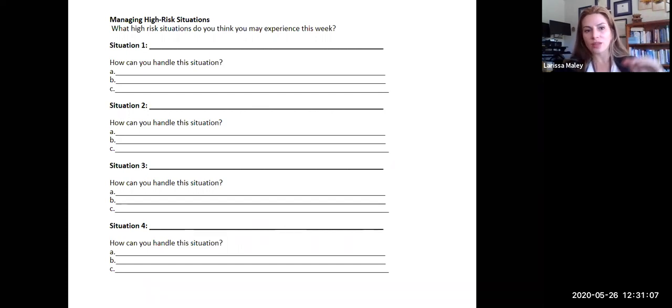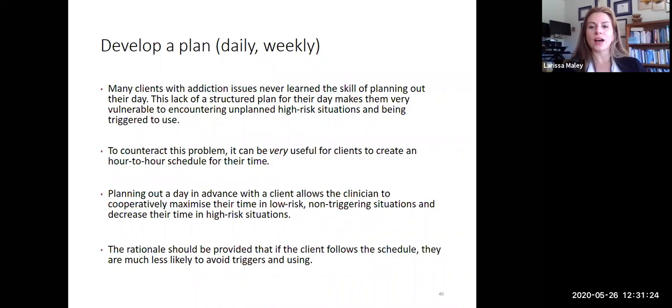You can brainstorm with them how they can handle that situation, and then you encourage them to keep this worksheet on them, like in their wallet or their purse, so that they have it whenever that situation presents. And then they can work through it. And then when they come back, you check in and say, okay, which one did you use, A, B, or C? But they always need to have a plan. Typically, they need to have a daily to weekly plan, not longer than that, unless they've been doing this a really long time and they're very practiced at it.